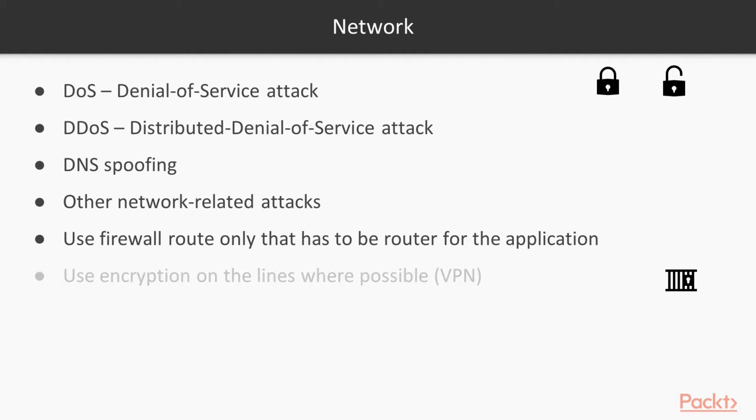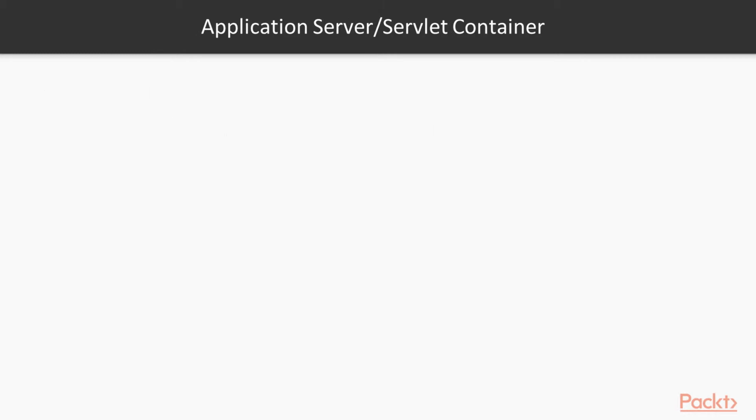It's also very important to use encryption on the lines where it's possible. And again, this is something which is an infrastructure thing, but sometimes these things have implications on the application, and the applications have to be aware of these implications, and they have to cope with it and live with it. They shouldn't fail just because, let's say, a connection to a server is encapsulated into a VPN encrypted channel. Let's have a look at an application server or servlet container.